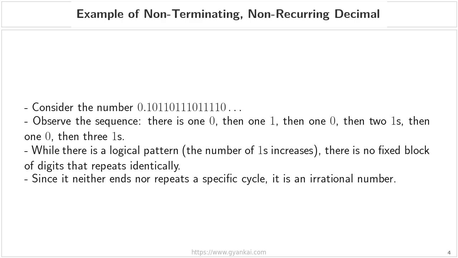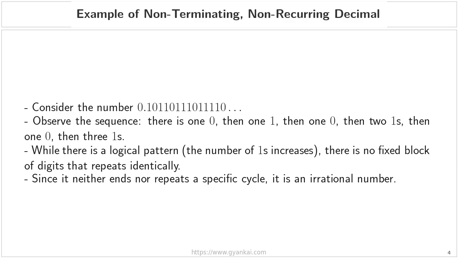Therefore, because this decimal is both non-terminating, meaning it never ends, and non-recurring, meaning it never settles into a repeating cycle, we can conclude that this is an irrational number. This leads us directly into our next slide, where we will look at more common examples of irrational numbers you'll encounter, such as square roots.